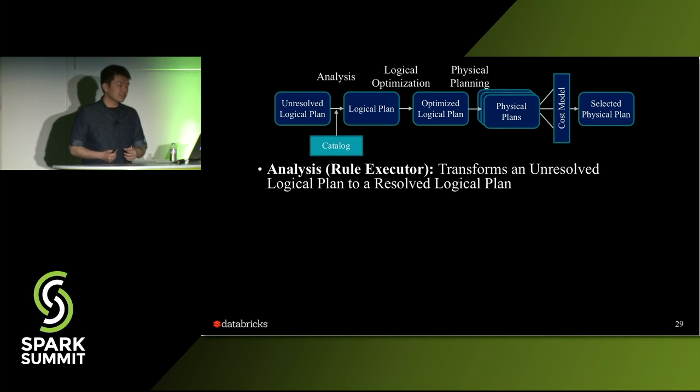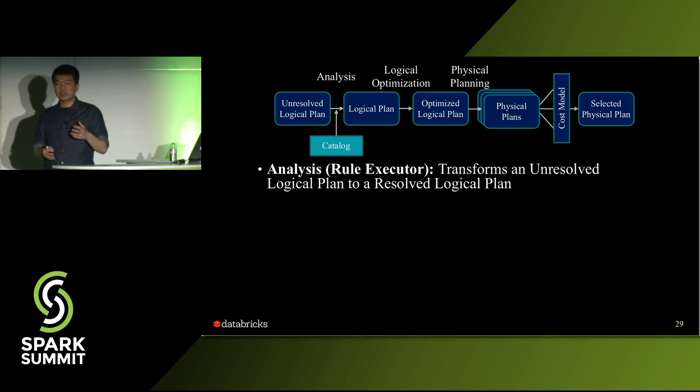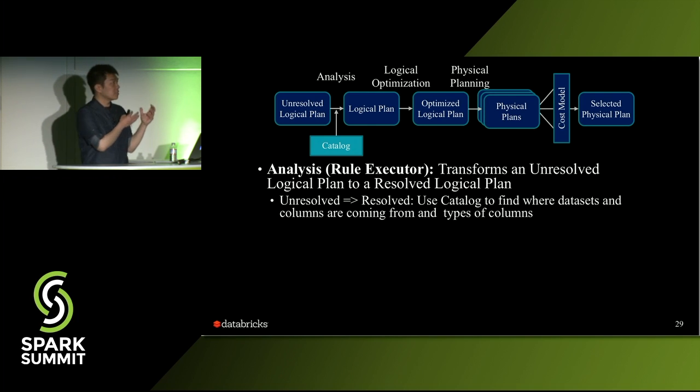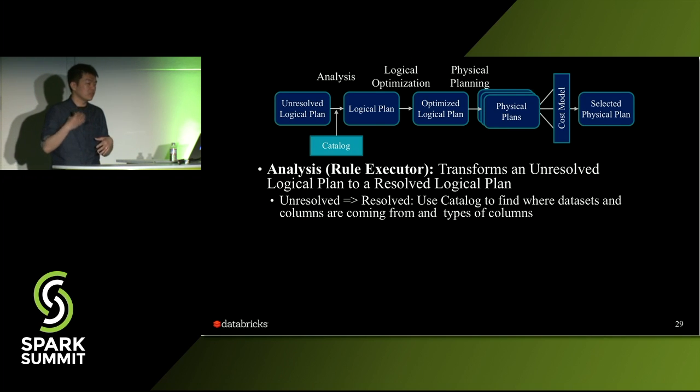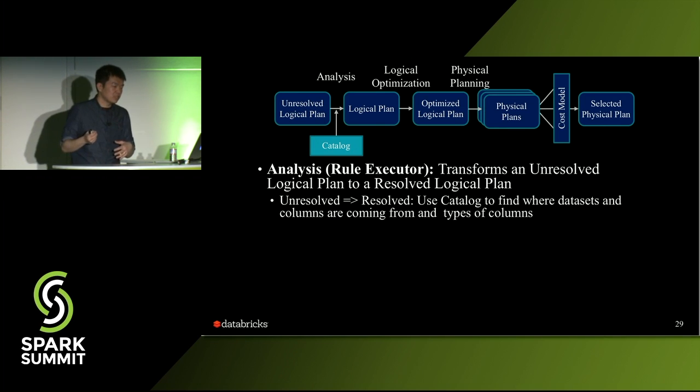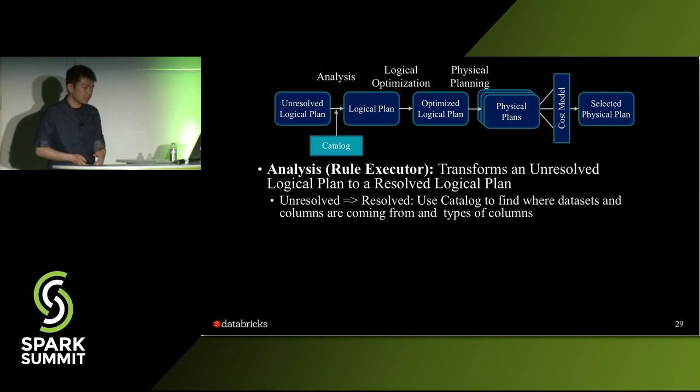For the analysis, we use a rule executor to implement a bunch of transforms to convert a tree from an unresolved logical plan to a resolved logical plan. This change from unresolved to resolved works because Spark uses a catalog to find where data sets and columns are coming from and what their types are.